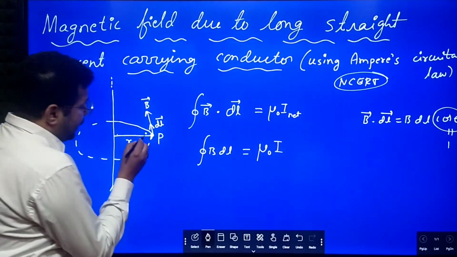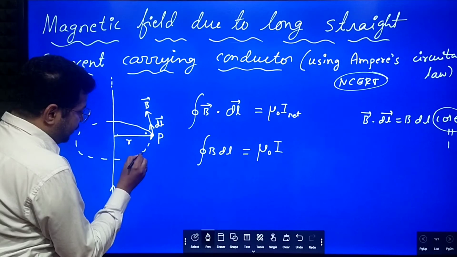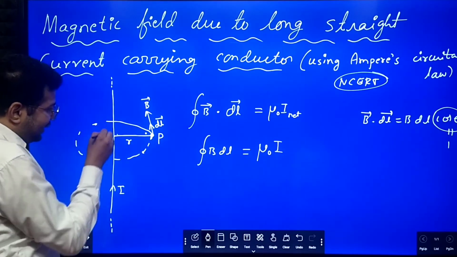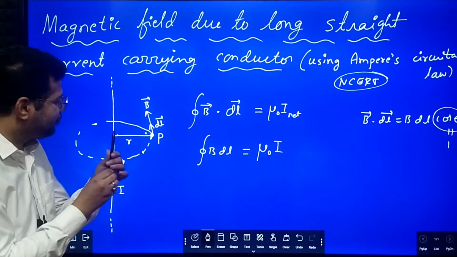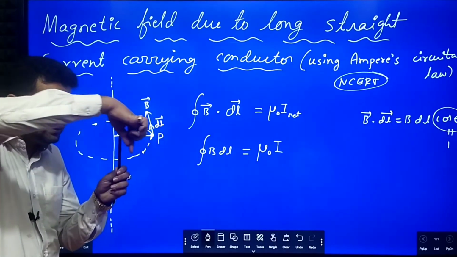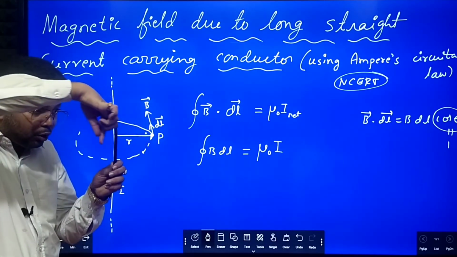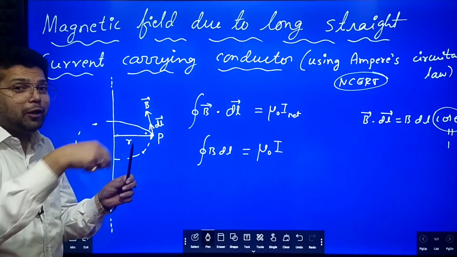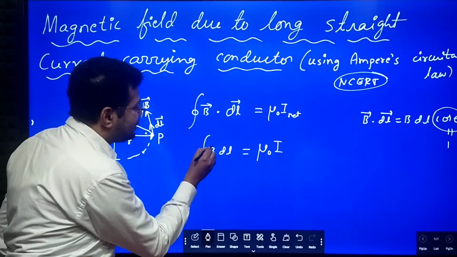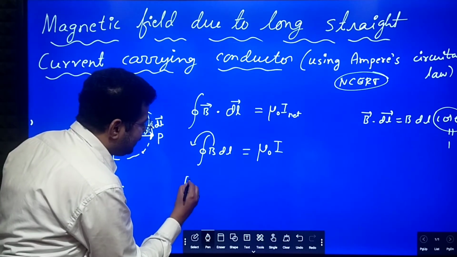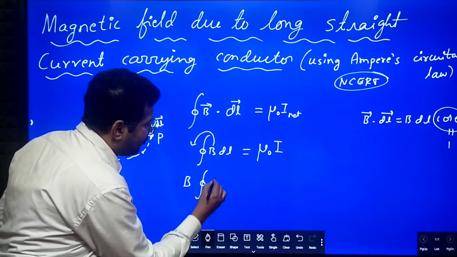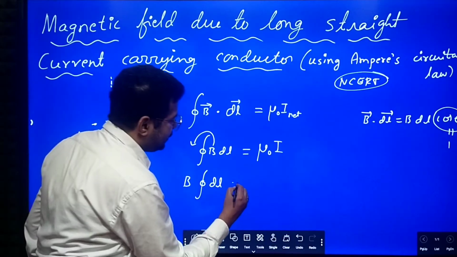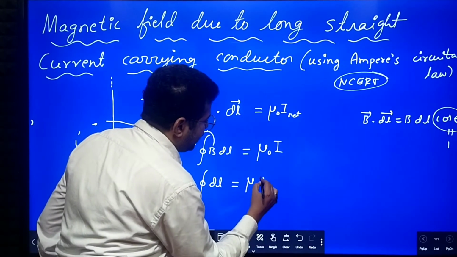Since all the points on this Amperian loop are at an equal distance from the wire, the magnitude of the magnetic field at all points is the same. So B is constant, and you can take it outside. You can write this as B into integral of dl is equal to mu naught into I.